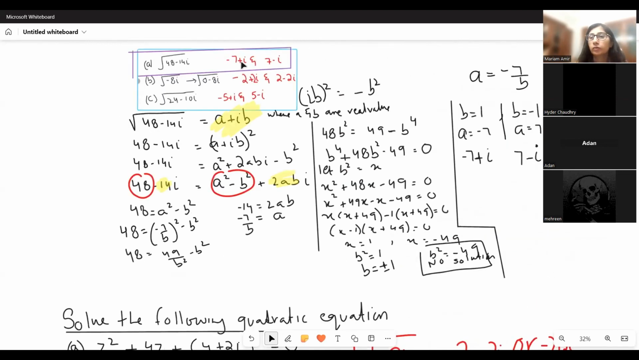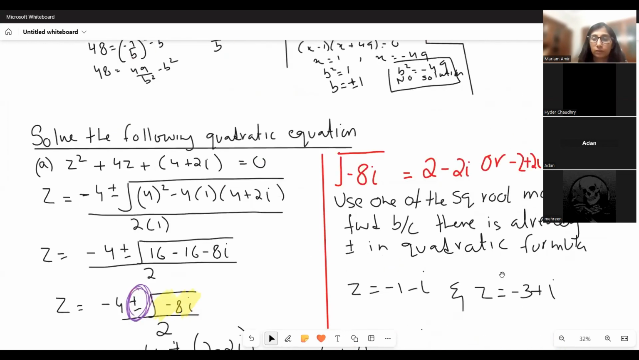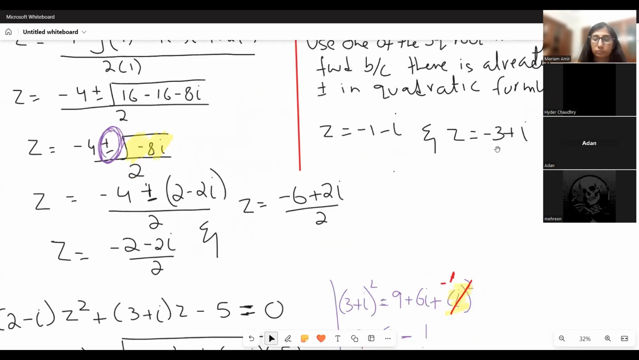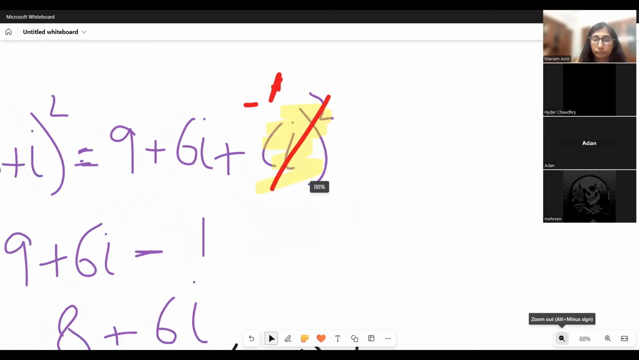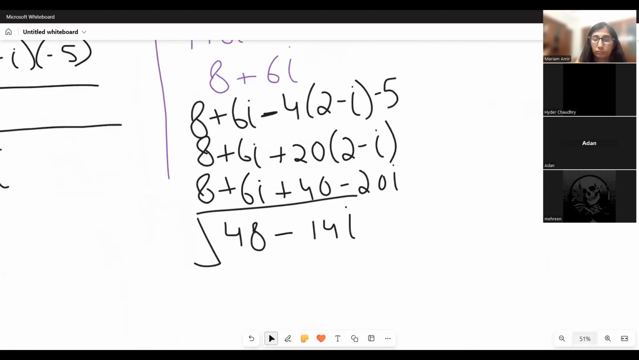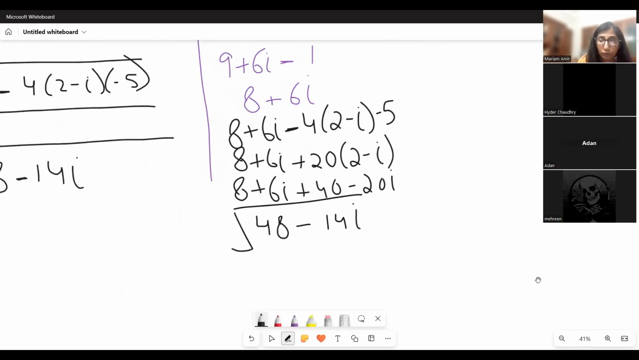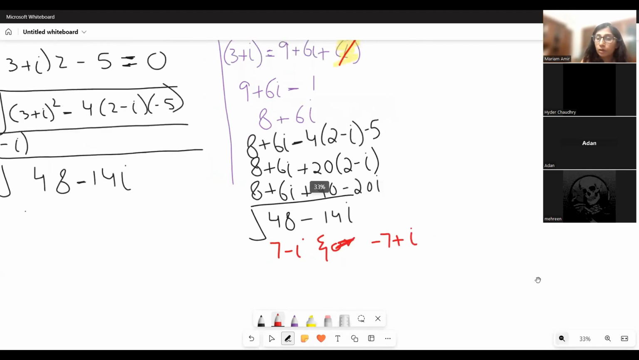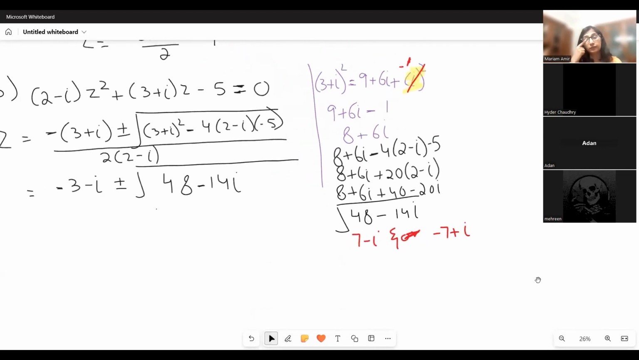It's minus 7 plus iota, and it's times minus 1, 7 minus iota. So the square roots are 7 minus iota or minus 7 plus iota. Like we discussed before, there is already a plus minus in the quadratic formula, so we will be using one of the answers moving forward, and the denominator is 2a.